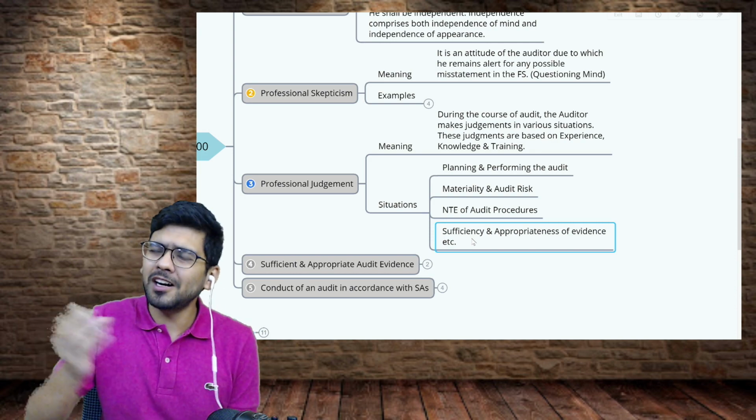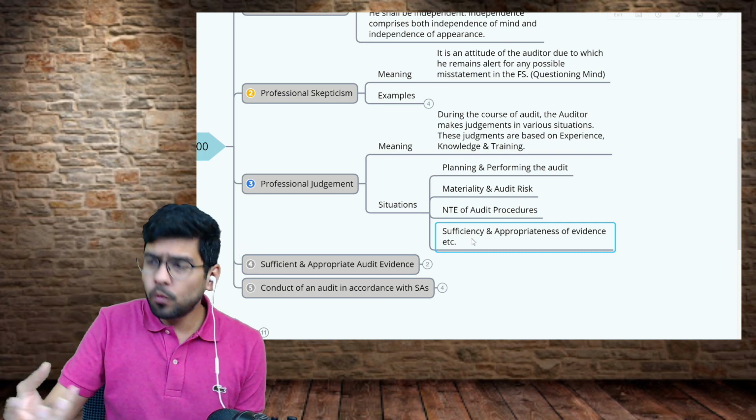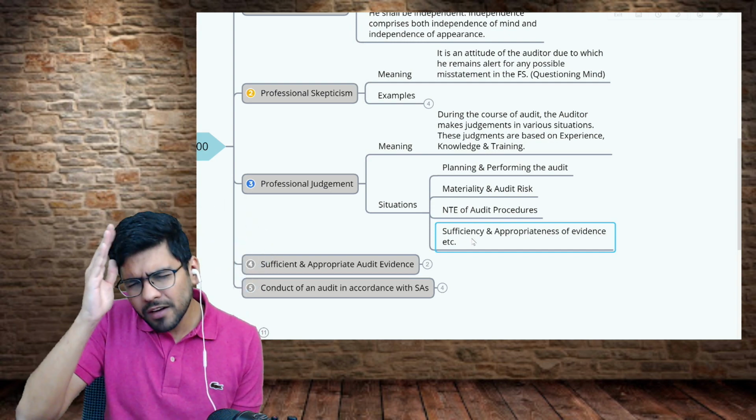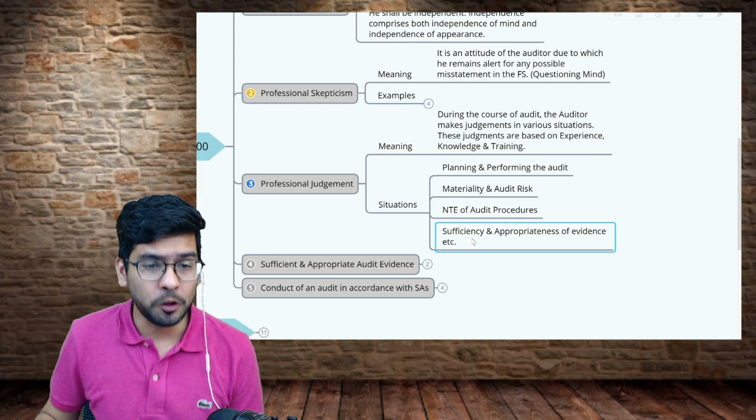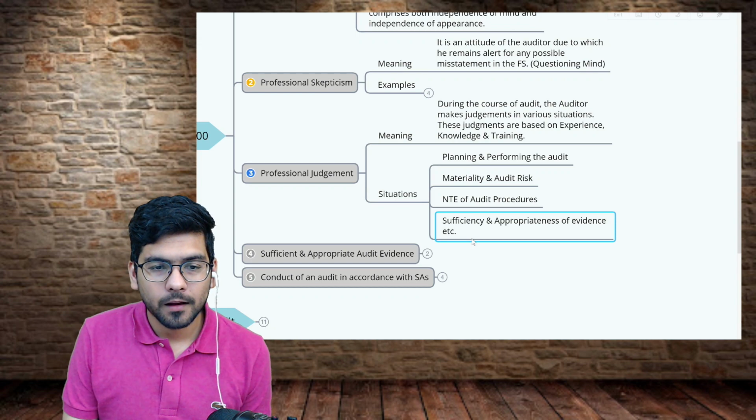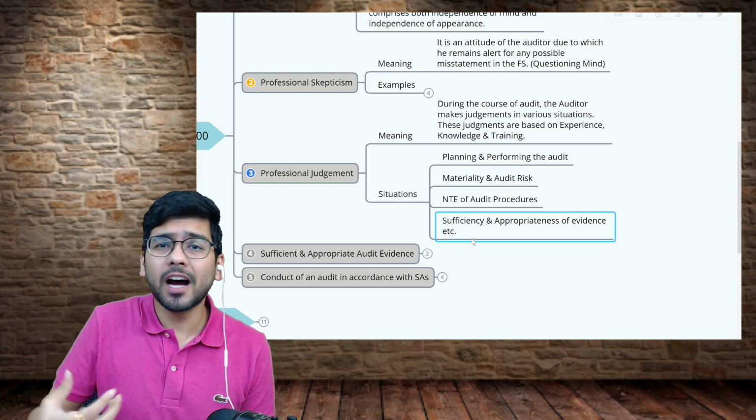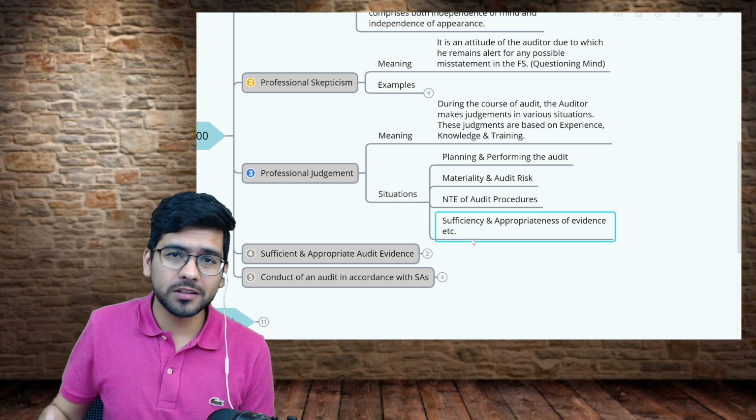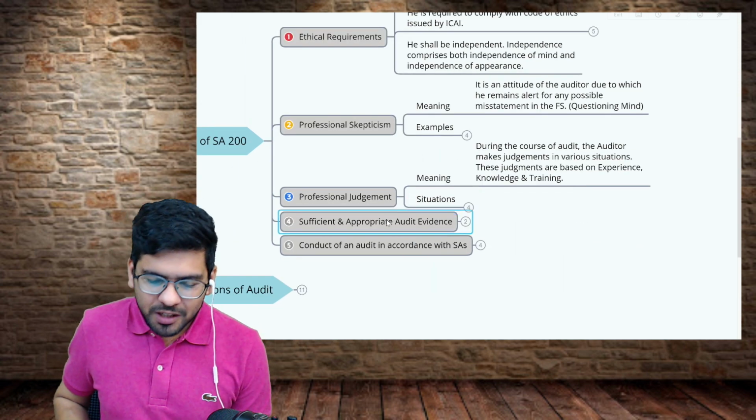So almost everywhere, determining audit risk, determining materiality levels, when you are performing the audit, determining whether the evidence that you have obtained is sufficient or not, everywhere a lot of judgment is involved. So all these are examples of situations where judgment is used. Is this clear to everyone? Right? Okay, so please remember, this question can also be asked. If they ask you to write something about professional judgment, do mention the situations wherein you need to exercise your professional judgment.